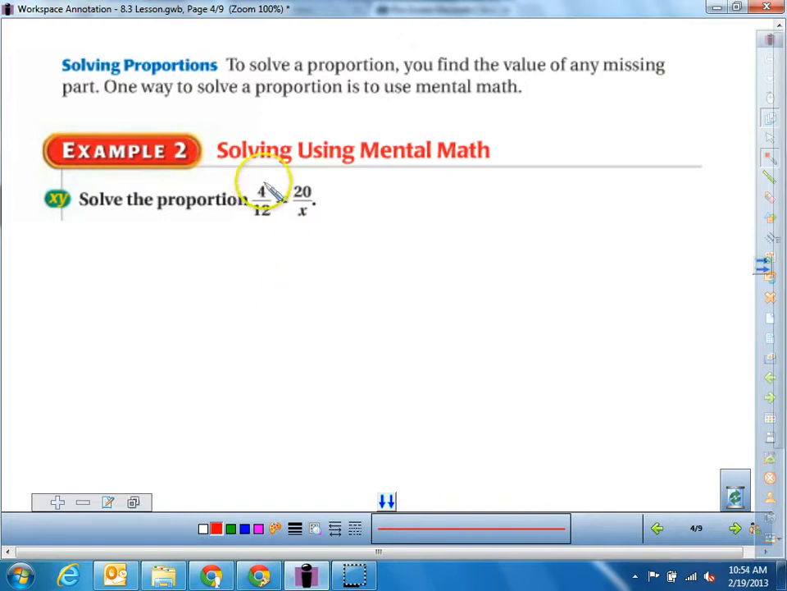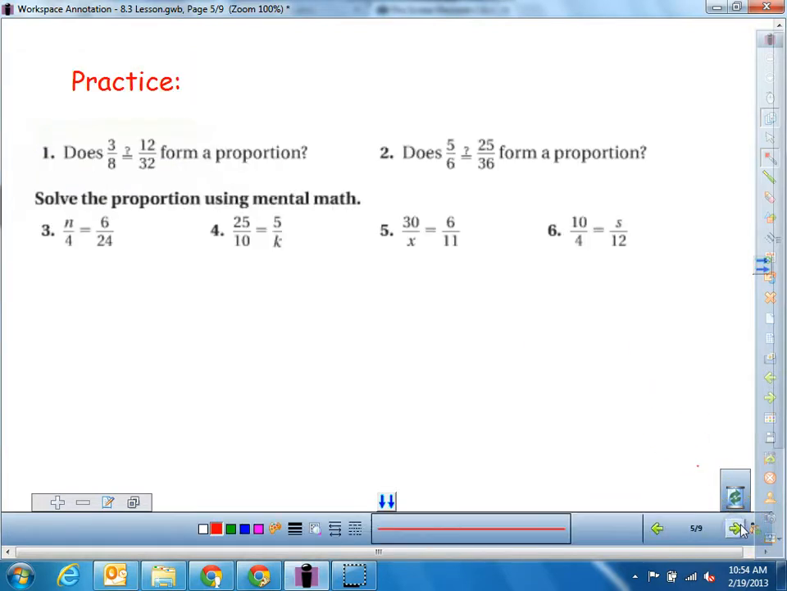We would ask ourselves, 4 times what equals 20? How do we get from 4 to 20? Well, we would take it times 5, right? 4 times 5 equals 20. Whatever you do to the top, you have to do to the bottom. So 12 times 5 then would get us what x is. So x would be equal to 60. All right, so 4/12 is equal to 20 over 60. So we can always do this method if the numbers work out.